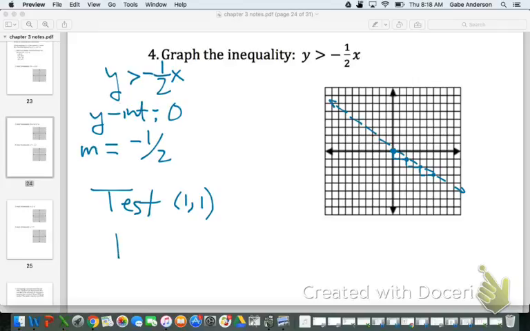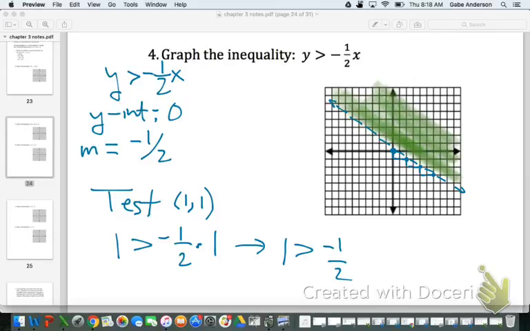So it's going to be 1 is greater than -1/2 times 1. 1 is greater than -1/2. Is that a true statement? Yes, it is. And so the region containing 1, 1 is our answer region. So I will shade there. So that would be the upper right.